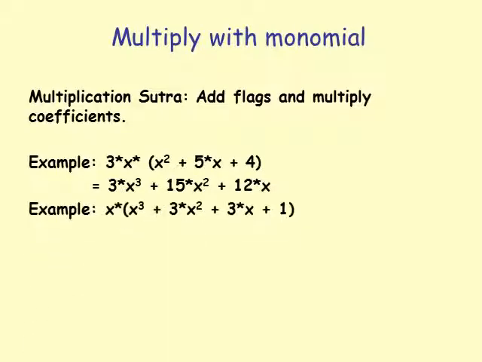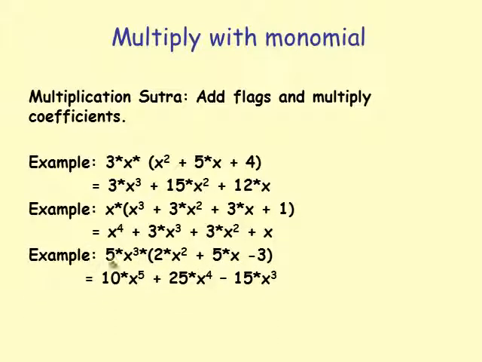Another example here, we are going to multiply by x. The expression is x cubed plus 3x squared plus 3x plus 1. So we just keep adding the flag. The coefficient is 1, so we can just skip multiplication. We just say it's the same. So x fourth plus 3x cubed plus 3x squared plus x.